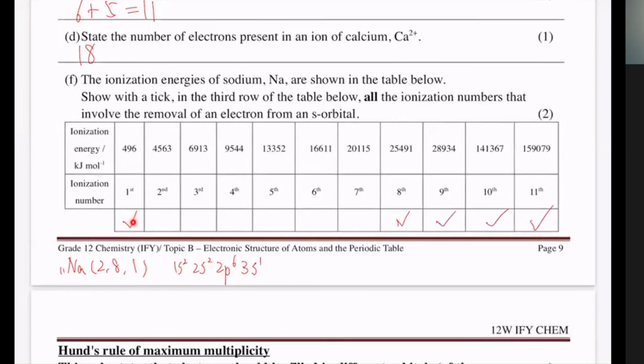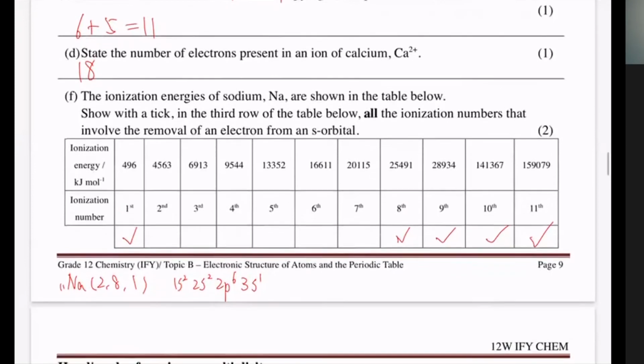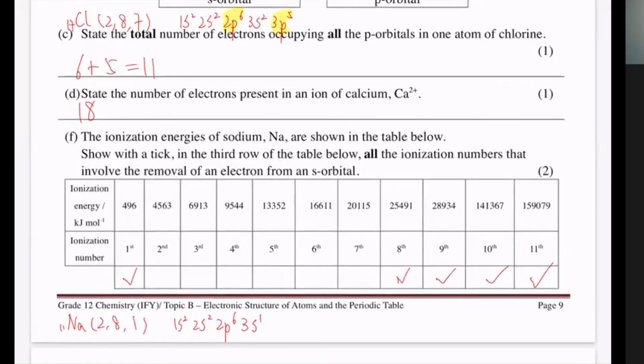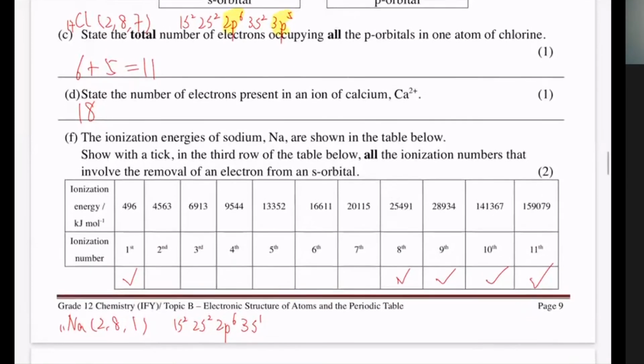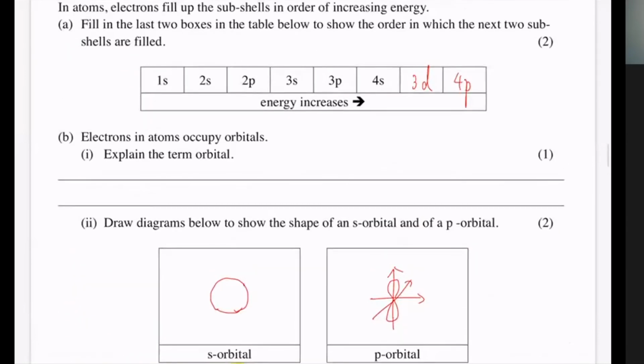Okay, so this one is from the 3s orbital, 8th and 9th from the 2s orbital, and then 10th and 11th from the 1s orbital. Okay, so far so good, right? Just take some time to get familiar with the sequence, okay? And later on it's going to be really quick. You just follow the sequence and fill in the number.